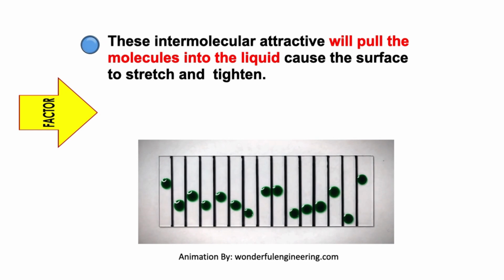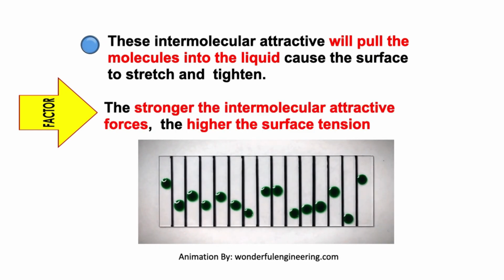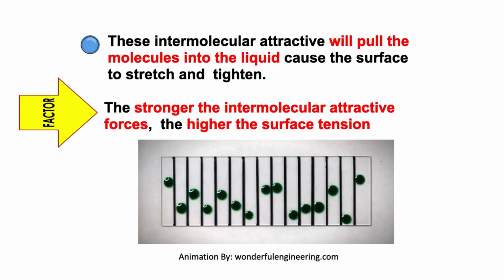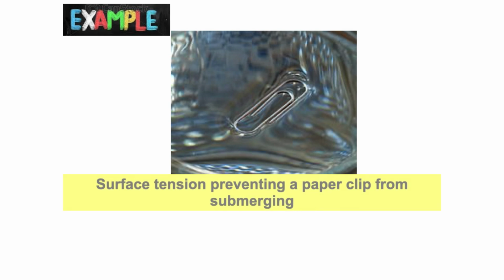One of the factors that affect the surface tension is intermolecular attractive forces. The stronger the intermolecular attractive forces, the higher the surface tension. This is an example of surface tension. Because of the existence of surface tension, it will prevent the paperclip from submerging.